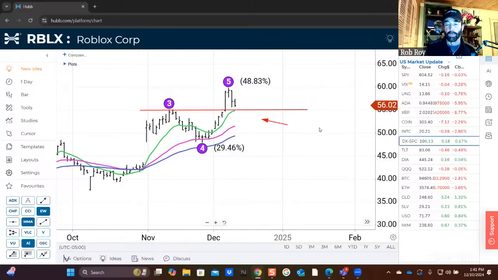If you're looking for an entry, I would see if we turn and bounce off of this level here at 55, where the 10-day moving average is. So if you're not in yet, I would wait and see if we bounce. If you're in, I don't see a reason to get out yet unless we break below 55, and then I think that's your stop.